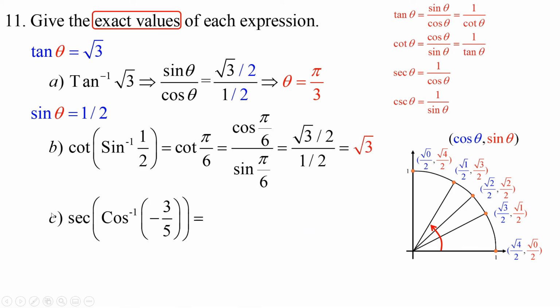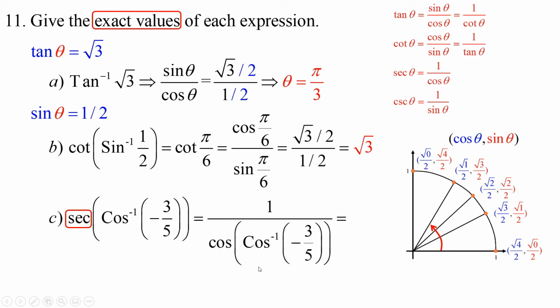Okay, now finally, this one looks more complicated, but guess what? See the inverse cosine? And isn't secant 1 over cosine? So let's do the reciprocal of this secant of inverse cosine of -3/5. 1 over. Now, what's the reciprocal of secant? It is cosine. So this becomes 1 over cosine of inverse cosine of -3/5.